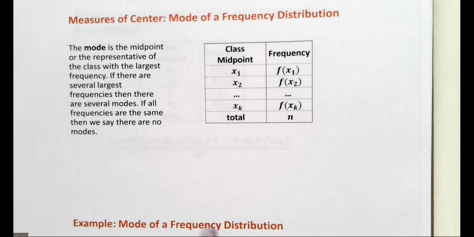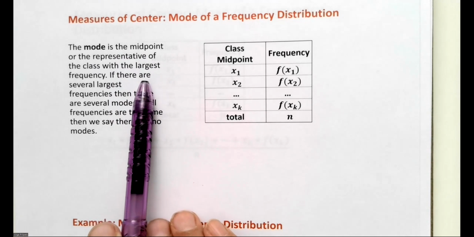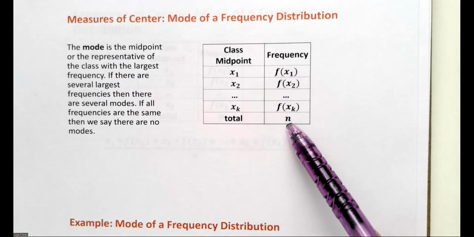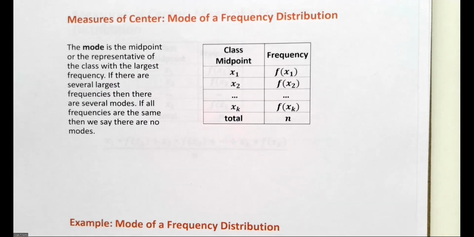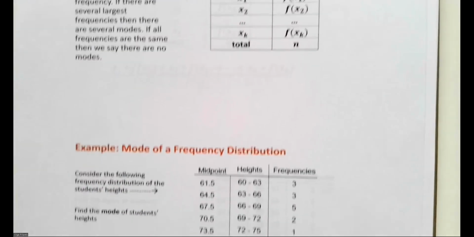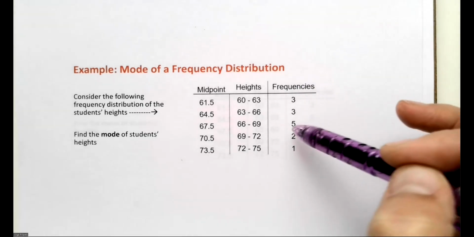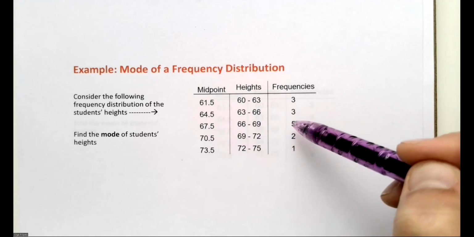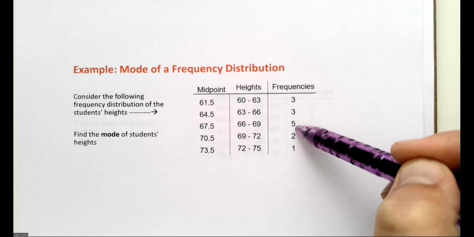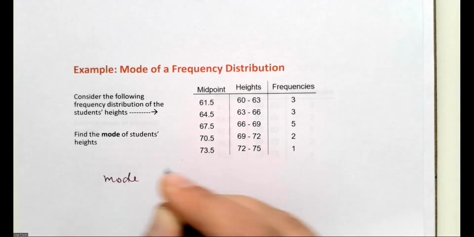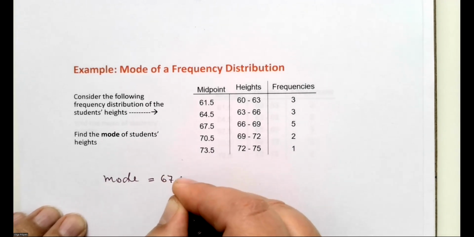Okay, so let's start with the mode. The mode is the value that occurs most often, most frequently, so we pick out the highest frequency of all, and the mode is its midpoint. Also, if all frequencies are the same, then we say there is no mode. Here's an example. What is the highest frequency? It's in class 3. The representative value of the class is 67.5. So this is the value that occurs the most, and the mode for this frequency distribution is 67.5.